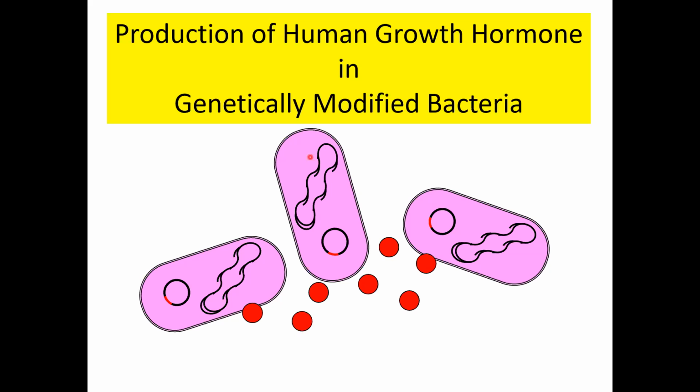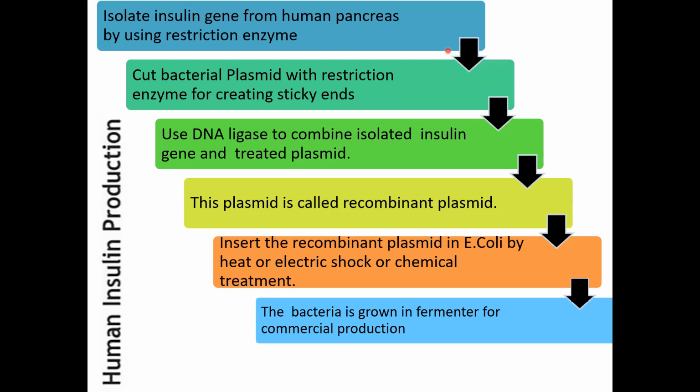Now coming toward the most important part, production of human growth hormone in genetically modified bacteria. You can replace the word growth hormone with that of the insulin. ठीक है जी. So these are the basic steps. ये मैंने लिखा आपको इंसुलिन के दिए हैं सारे के सारे steps, ताकि आप ग्रोथ हार्मोन अगर लेना है तो ग्रोथ हार्मोन can be taken from the pituitary gland. ठीक है, पिट्यूटरी ग्लैंड से लेंगे and that is being cut with the restriction enzyme.